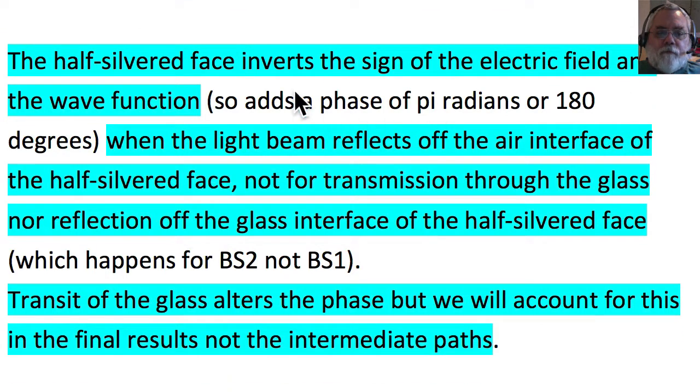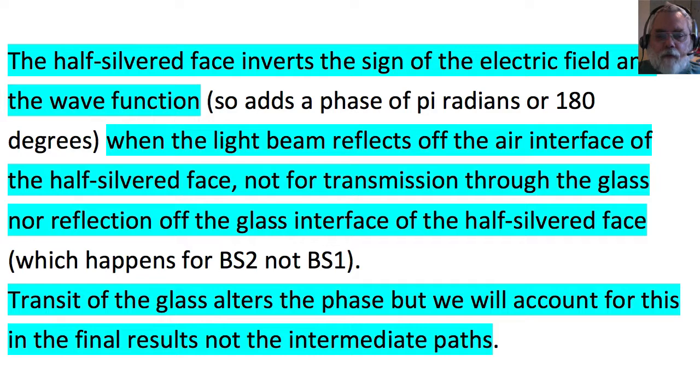The half-silvered face inverts the sign of the electric field and the wave function, so adding a phase of pi radians or 180 degrees, when the light beam reflects off the air interface of the half-silvered face, but not for transmission through the glass, nor reflection off the glass interface of the half-silvered face, which we'll see for beam splitter 2, not for beam splitter 1.